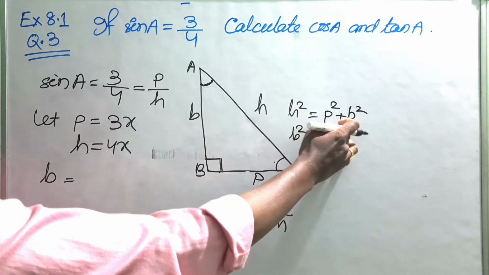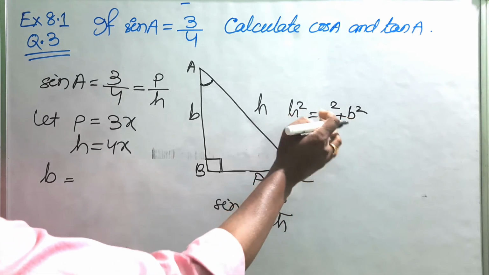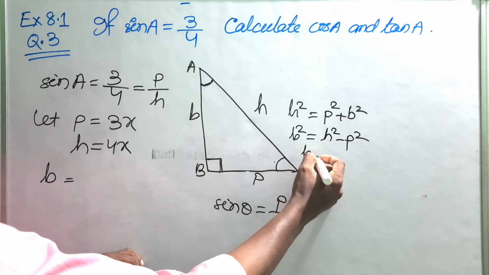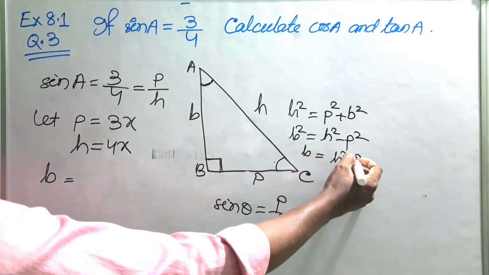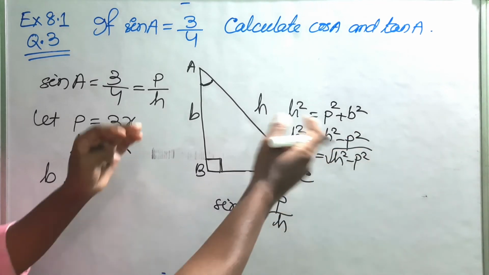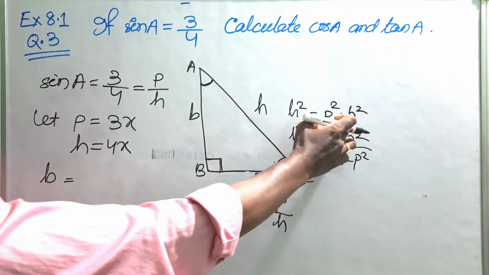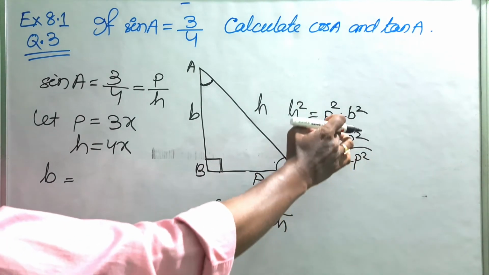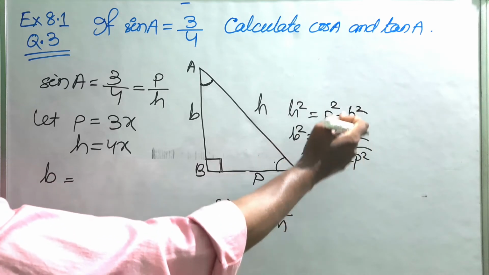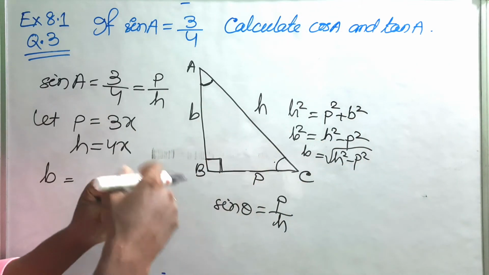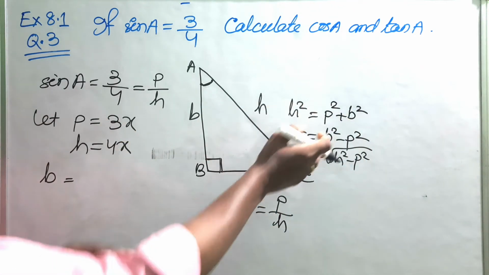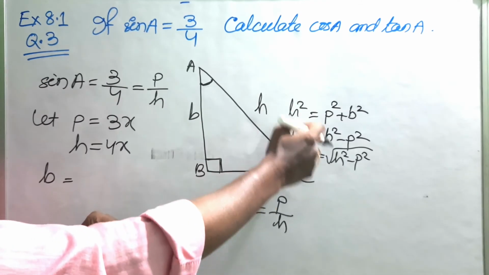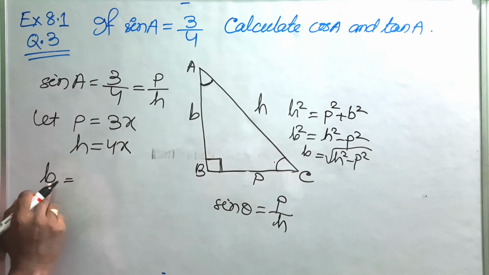So how will we get B? You know B square is equal to, bring this one to this side, H square minus P square. So B will be the square root of H square minus P square. Similarly, if H and B are given and P is not given, then you can write P square is equal to H square minus B square, and P is the square root of H square minus B square. In this way, if any one of them is not given, then you can find it using this formula.